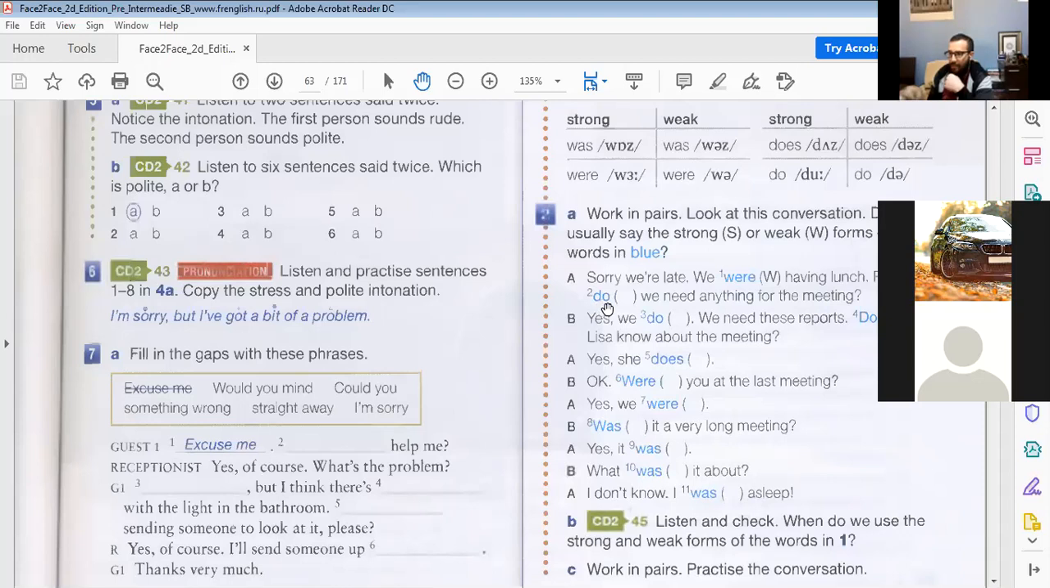Right. So how do you think it's a weak form? I think strong. You think strong? Yes, I think strong. The beginning of the sentences. Okay. What about number three? Yes. Weak. Weak. Okay.